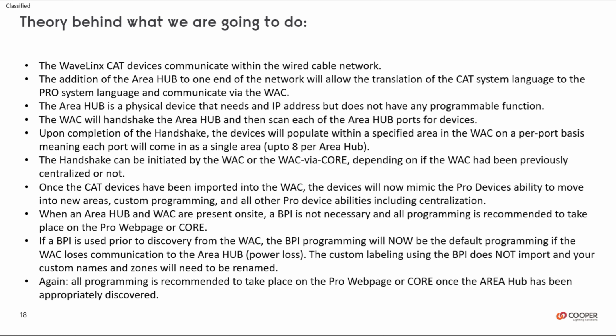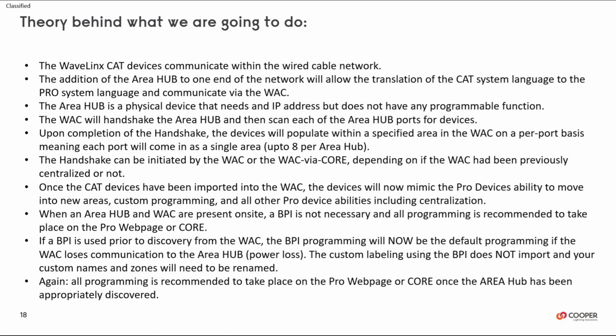The WaveLinx CAT communicates within the wired cable network. The addition of the Area Hub to one end of the network will allow the translation of the CAT system language to the PRO system language and communicate via the WAC. The Area Hub is a physical device that needs an IP address but does not have any programmable function.